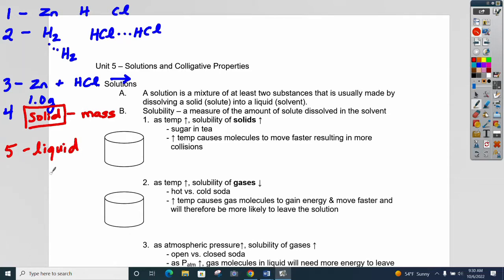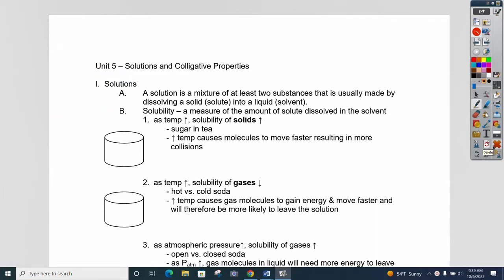So if you have a liquid, the easiest way to measure the amount of that liquid that's present is not mass, it's volume. It's going to be your milliliters or your liters. So if we go back up to this reaction right here, while the zinc was a solid, the hydrochloric acid is going to be a liquid. So how do we work these problems when you have a solid mixed with a liquid and you're producing a liquid instead of a solid?